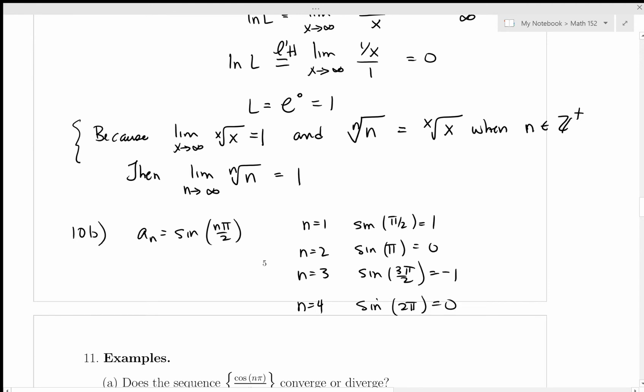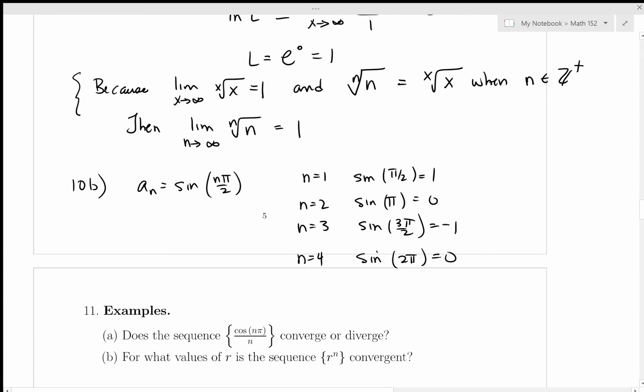And you can see what's happening. It's going to go 1, 0, minus 1, 0, 1, 0, minus 1, 0. So it's oscillating. It's not growing arbitrarily large, but it never approaches a specific value. So is this divergent because it oscillates? Okay, so it's a divergent sequence.